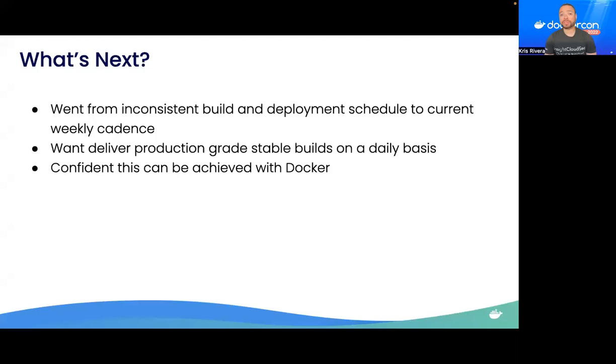Though we've accomplished so much to develop our processes around build, integration, environments, and deployments with Docker, at Rapid7, we are never done and continue to push the vision of what is possible. We went from an inconsistent build and deployment schedule to our current weekly build, but we want to do better. We want to deliver production-grade, stable builds on a daily basis, and we're confident that we can get there with Docker.